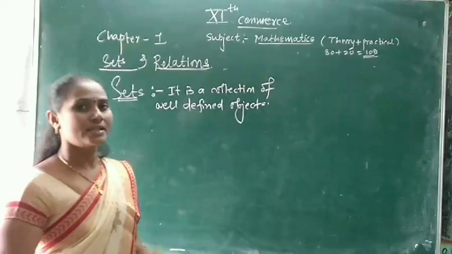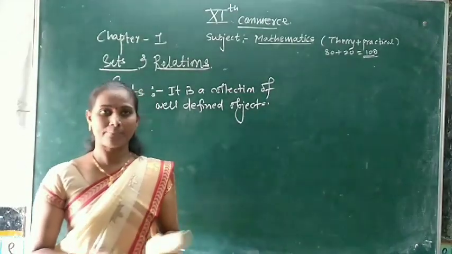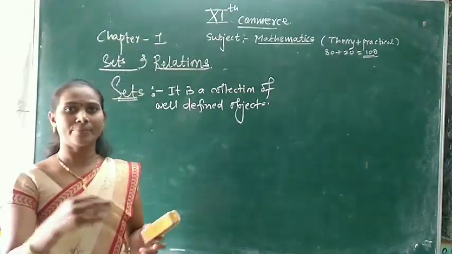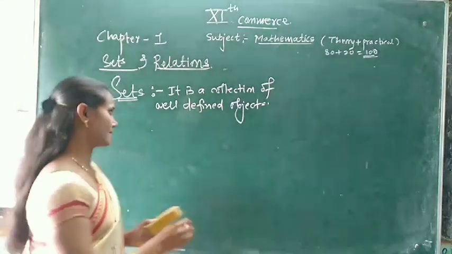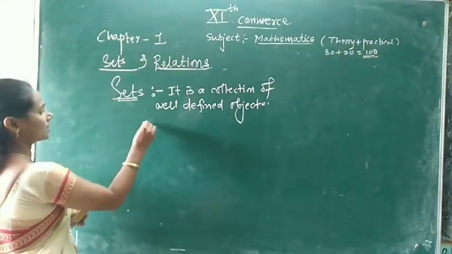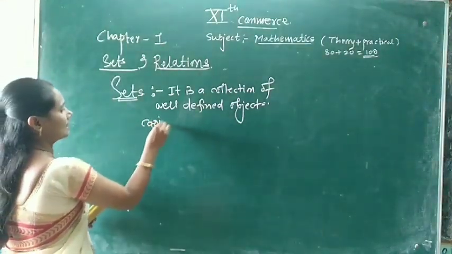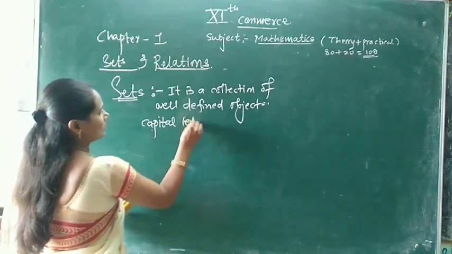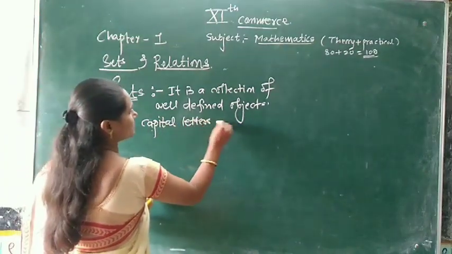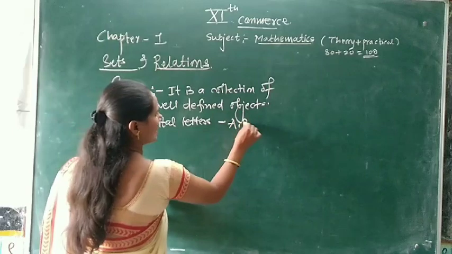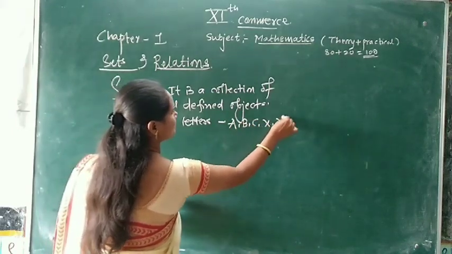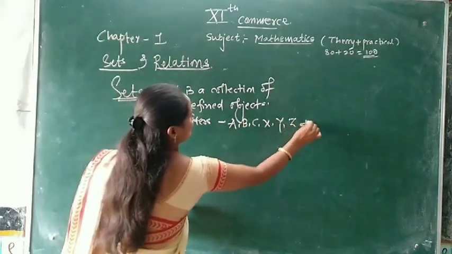Sets are mostly denoted by capital letters like A, B, C, X, Y, Z, etc.